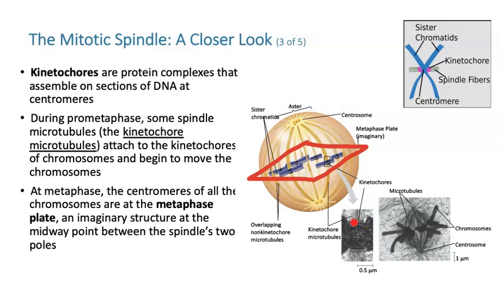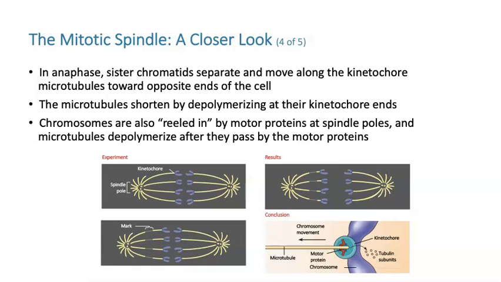Here's a close-up of the kinetochore, and there's the kinetochore microtubules, and you can see how this really looks like an aster right here, the centrosome spinning out these microtubules and attaching to the chromosomes and moving them towards that plate, that metaphase plate. Another quick look at the mitotic spindle. So when anaphase is happening, the sister chromatids are separating. Remember, we just talked about that. And what's happening is that the sister chromatids separate and move along kinetochore microtubules towards opposite sides of the cell.